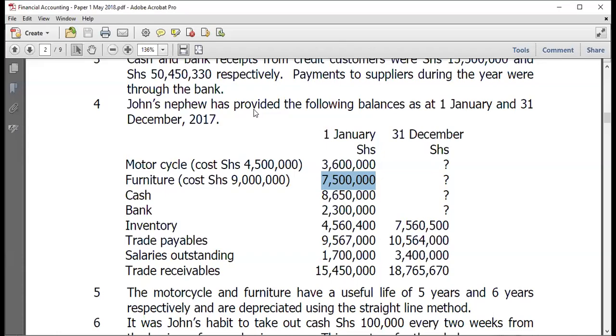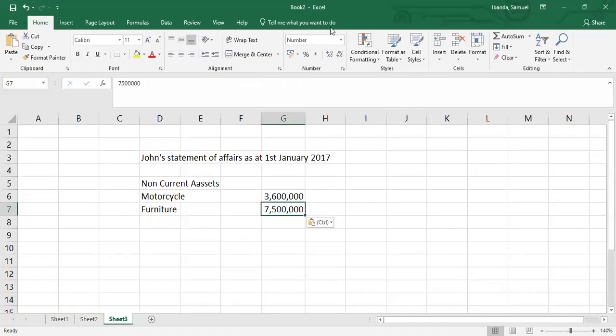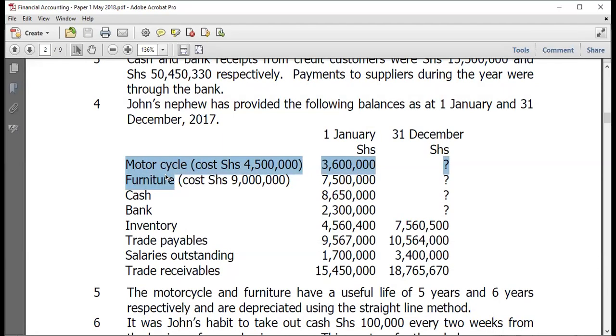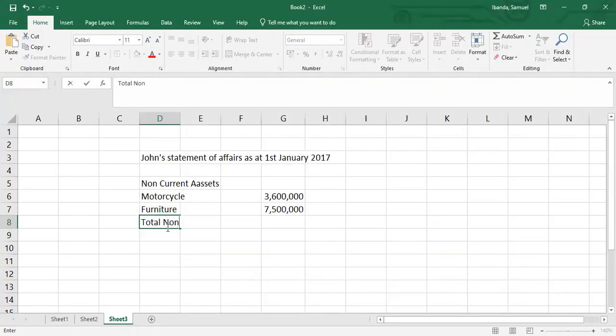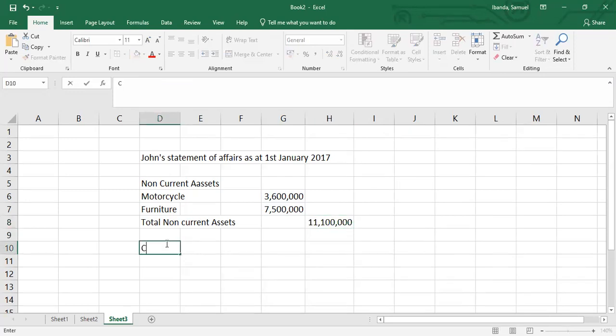You should also be doing it on your side as we proceed, okay? For easy following. These are the only ones that we are seeing as non-current assets or fixed assets. I don't have any other. So what I'll basically do is get the total and move to the rest. So total non-current assets. Just add that up, have that. Then I'll move to my current assets.